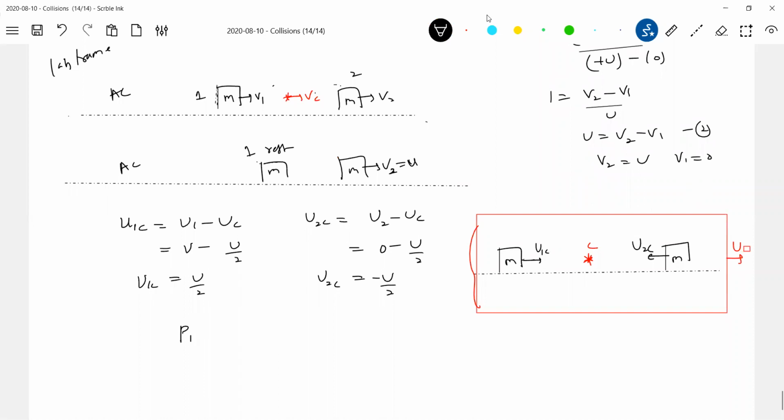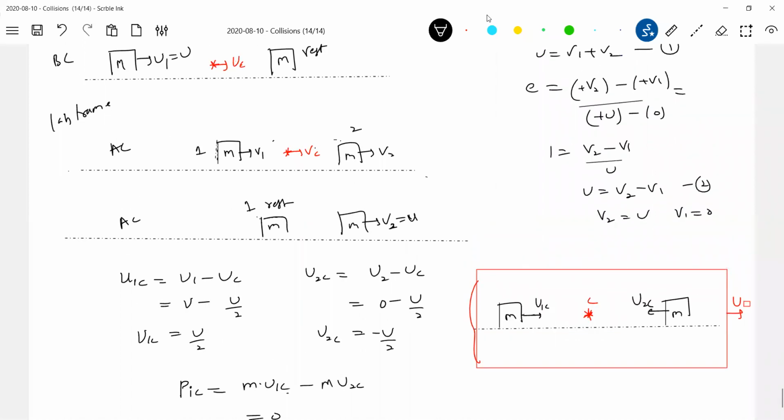Initial momentum with respect to center of mass, m1 u1c minus m2 u2c. And what are u1c and u2c? So they should be equal to 0, no? So in ground frame, 2 is at rest and 1 is approaching it. After collision, what happens? 1 will come to rest, and 2 will move with the velocity of the 1.